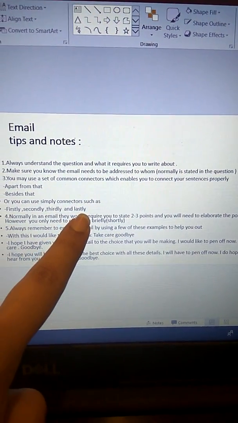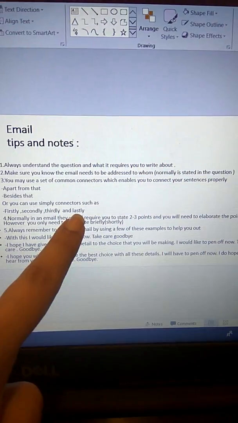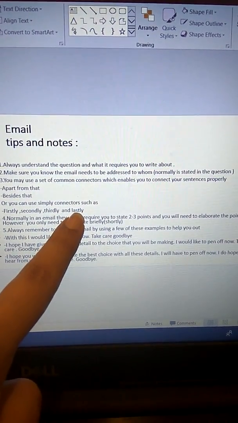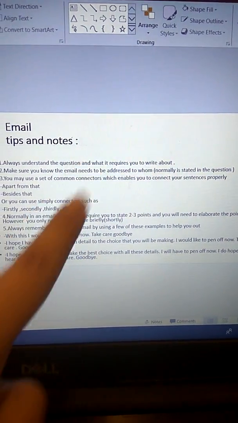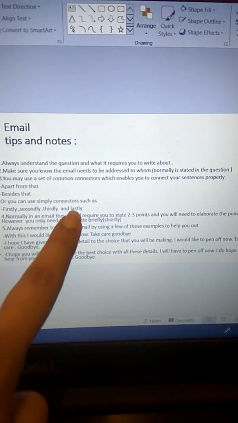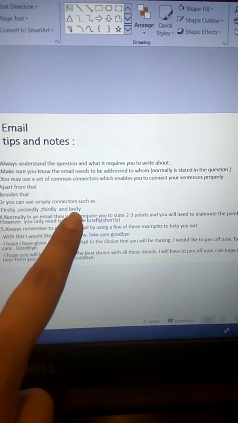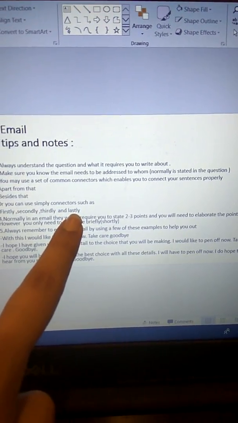Now a lot of students get a little bit confused with this point here. The word lastly is not referring to a conclusion. The word lastly is referring to a point. So if you're referring to a point, that is the last point, you can actually use this word lastly.